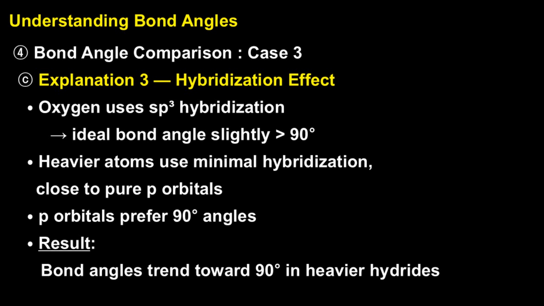So when we put all of that together, it's easy to see why water has the largest bond angle in the group, and why each heavier hydride ends up with a smaller angle, getting closer to pure p orbital geometry.